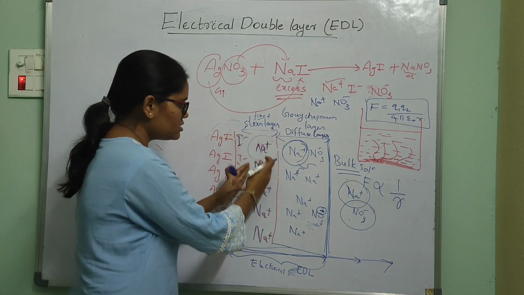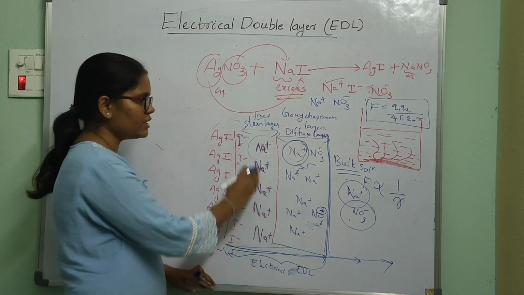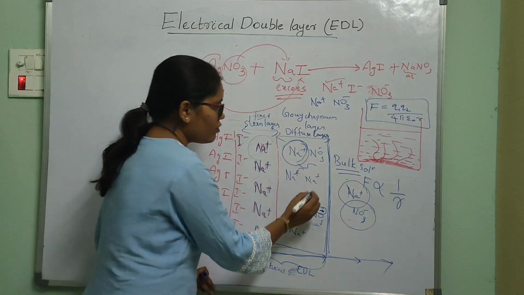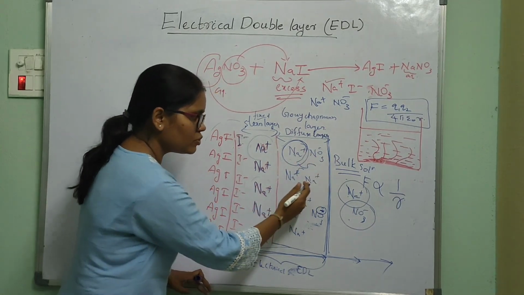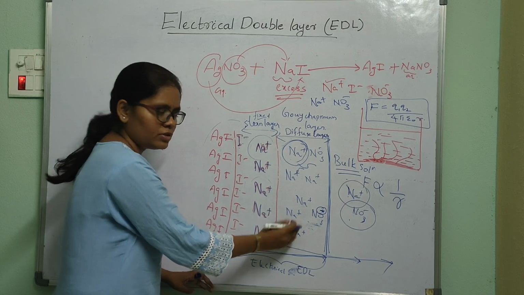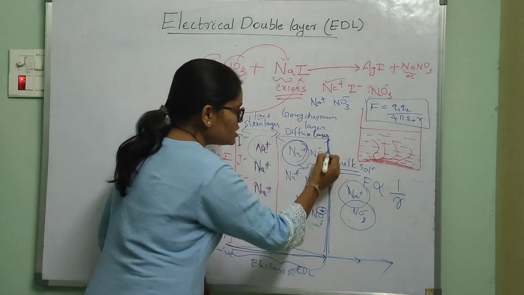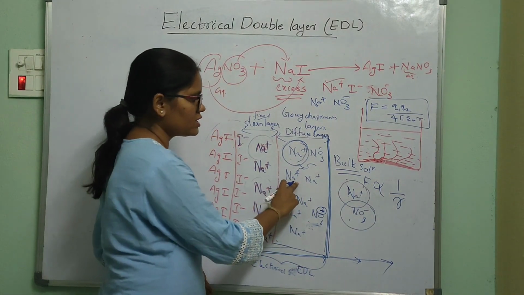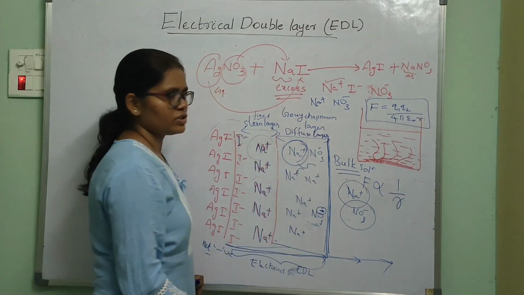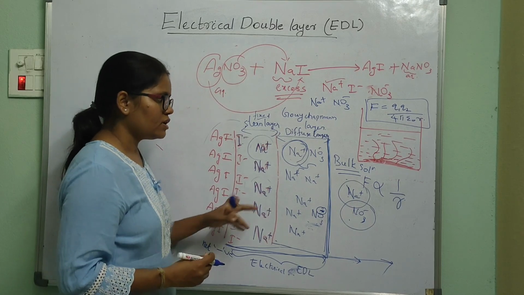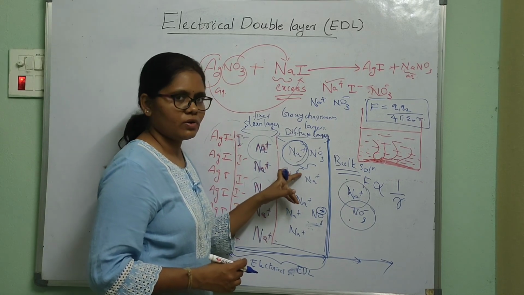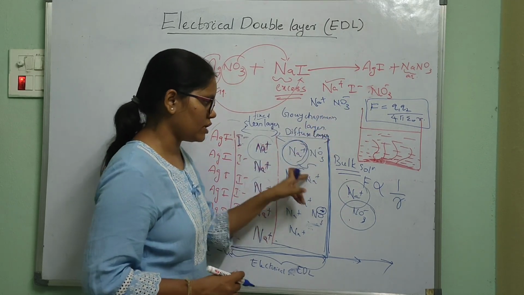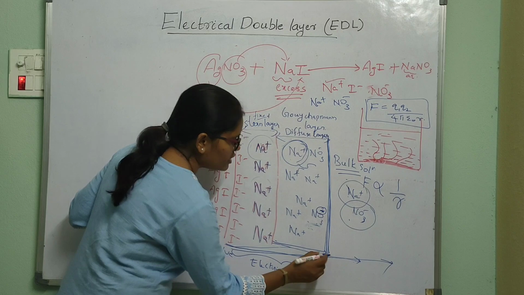But we see that these sodium ions are not completely neutralizing the negative charge of the colloidal particle. So what will it do? It will still attract some more sodium ions in the solution towards itself. But this layer in which the concentration of sodium ions, that is positive ions, is greater than the concentration of nitrate ions or negative ions, this layer is called the diffuse layer.